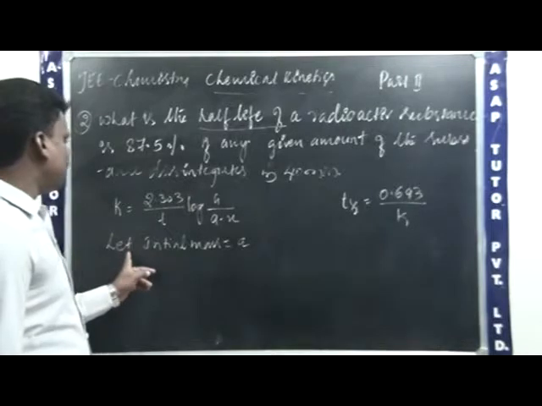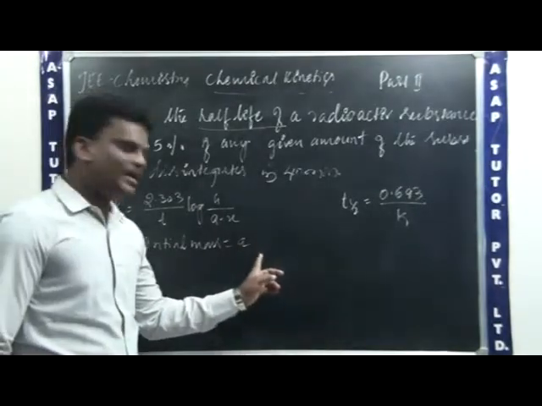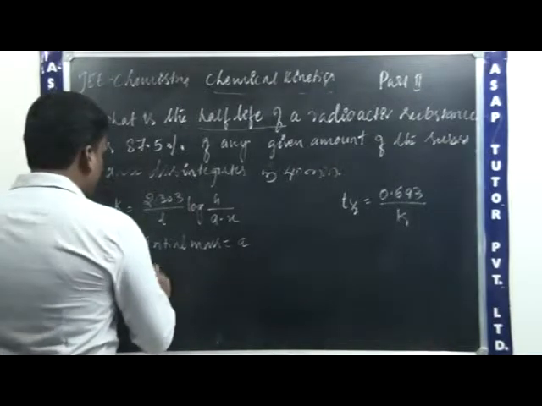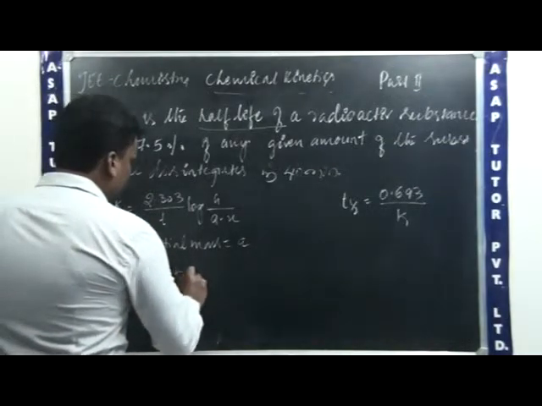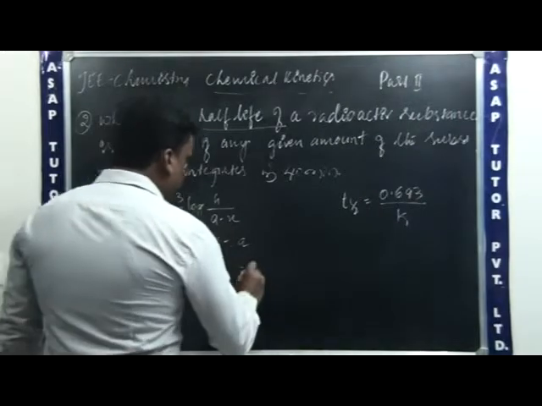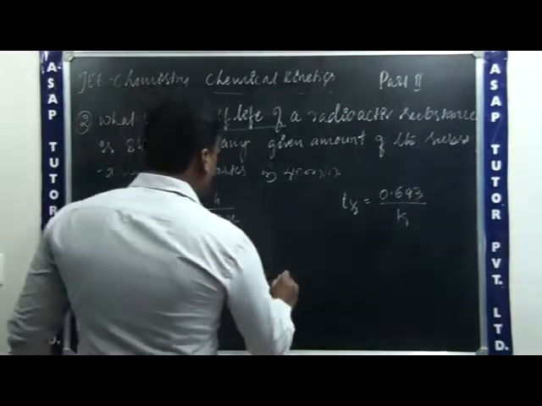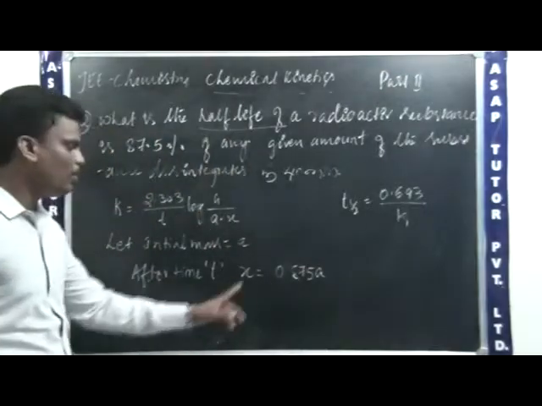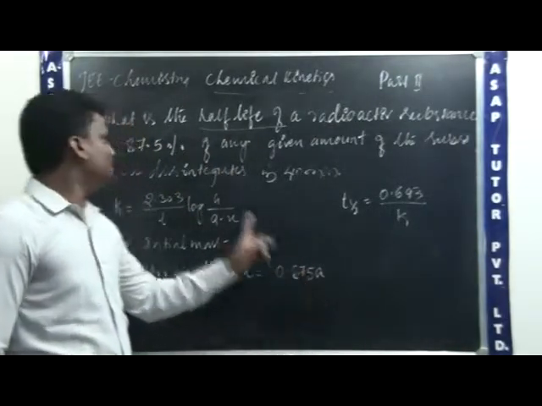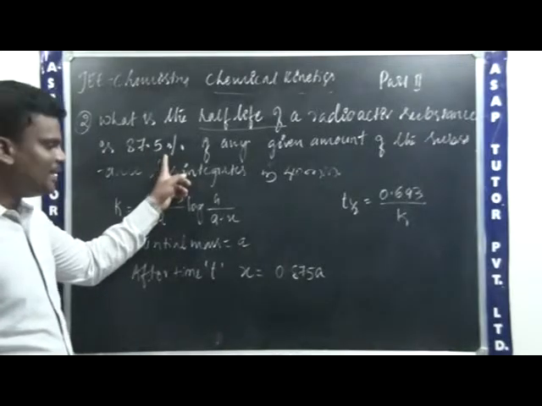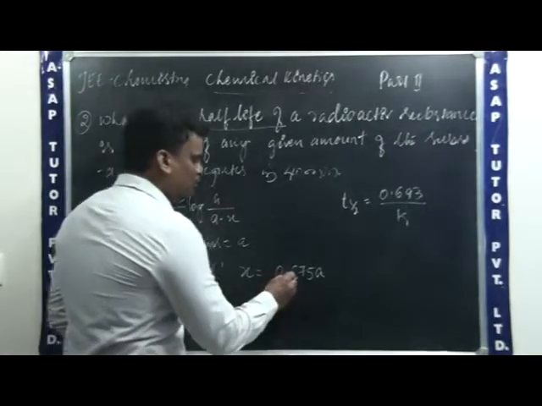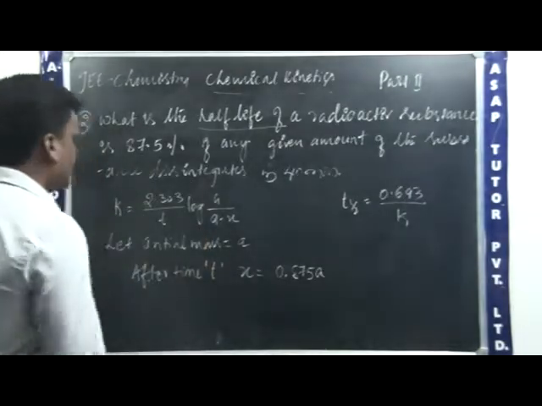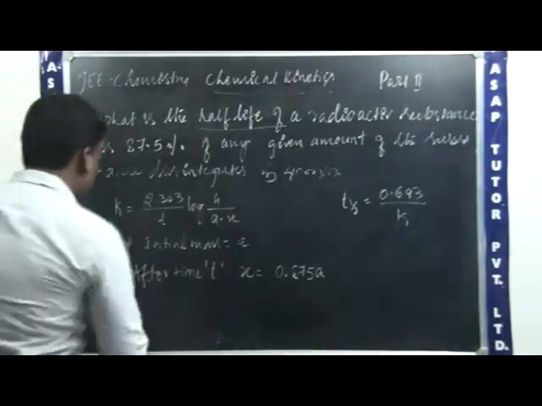Therefore, if I take the initial concentration as A, then after time T, we can write X is equal to 0.875 A. They gave the percentage, converted into the value, 0.875 A comes. Then substitute the value. They also gave T is equal to 40 minutes.